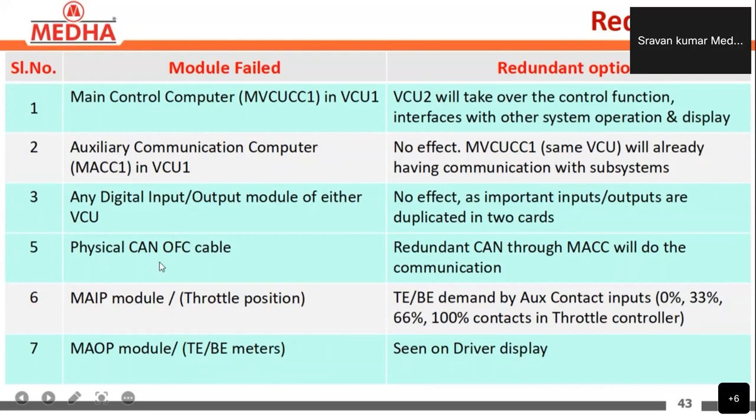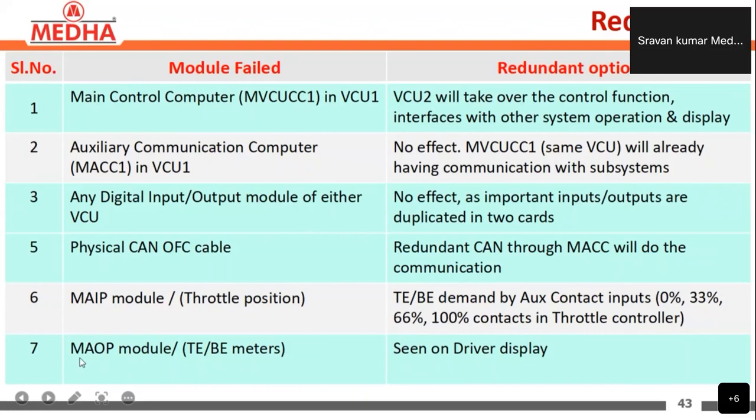Whatever input channels there are, they are duplicated in the other cards also. And the physical CAN OFC cables: redundant CAN communication is provided through MACC, so there will be no effect. Whenever there is an analog input card failure, so AIP card failure or throttle position, the redundant option is there. The TEB demand is done by the auxiliary contact inputs. The TEB will be changing from 0, 33%, 66%, and 100% contacts in the throttle controller.